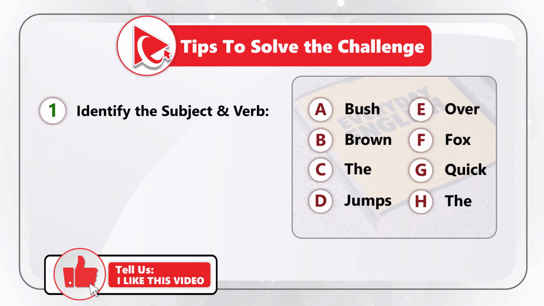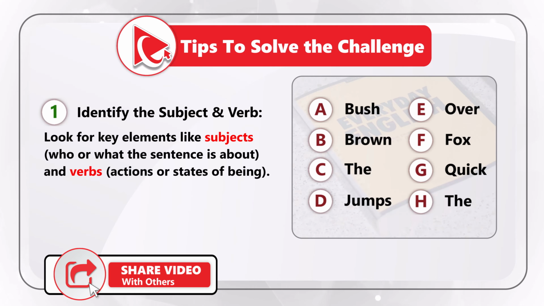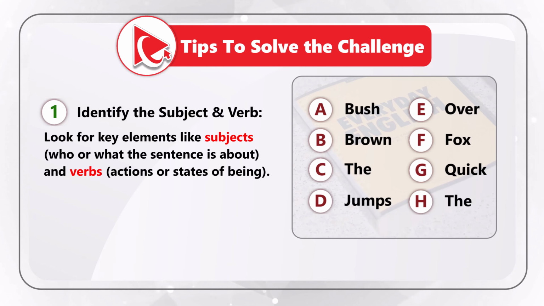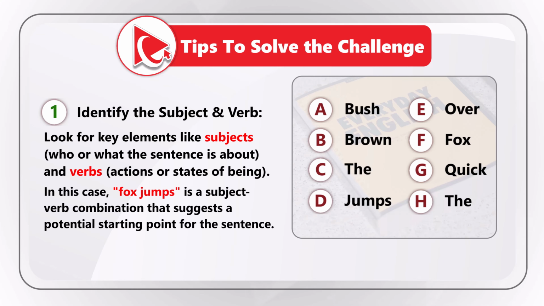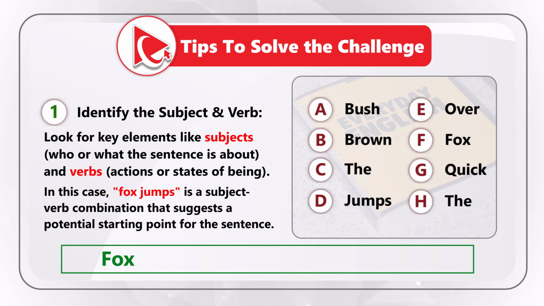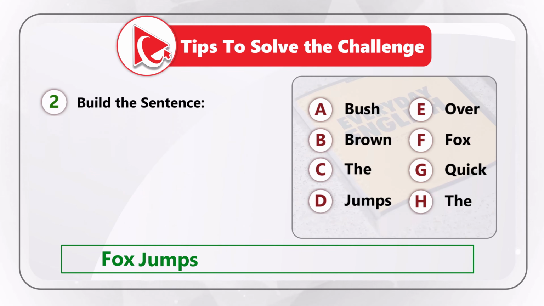The first step here is to identify the subject and verb. You need to look closely at the subject, who and what the sentence is all about, and verbs, actions or states of being. In this particular case, fox jumps is the subject-verb combination that suggests a potential starting point for the sentence.